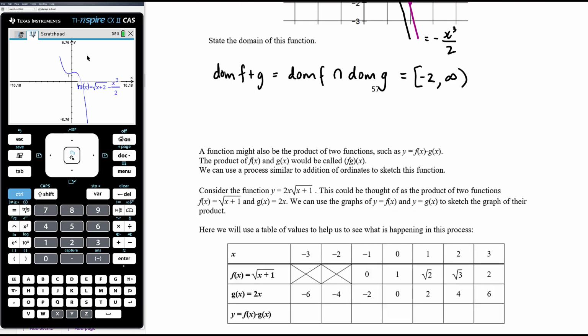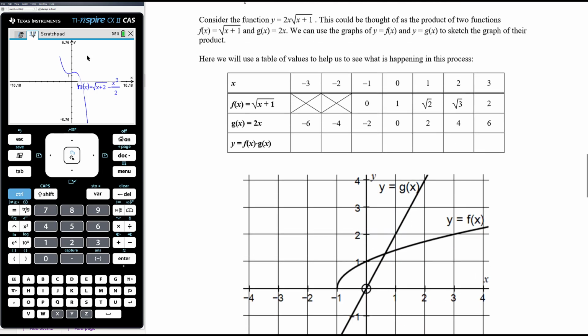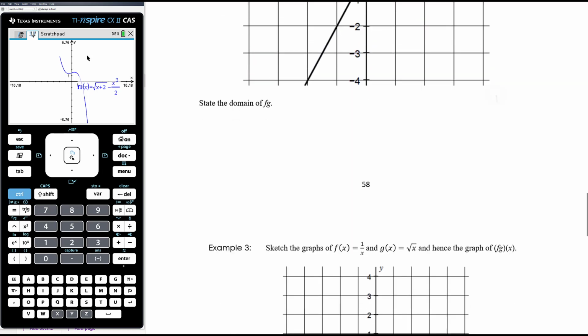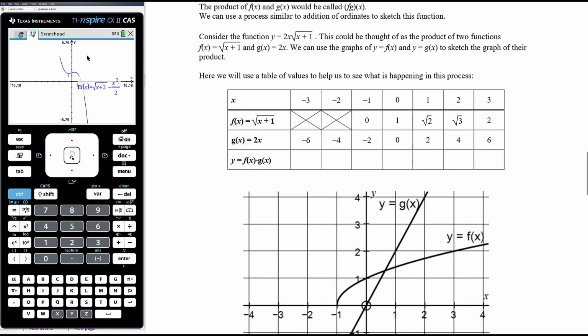Okay, a function might also be the product of two functions, such as f of x times g of x. The product of f of x and g of x would be called fg of x. And we can use a process similar to addition of ordinates to sketch this function. This isn't as common a process, we won't see this as often, so we'll just have a look at one example of this, I think. Oh no, we'll do two.